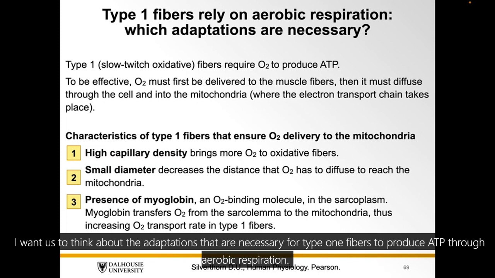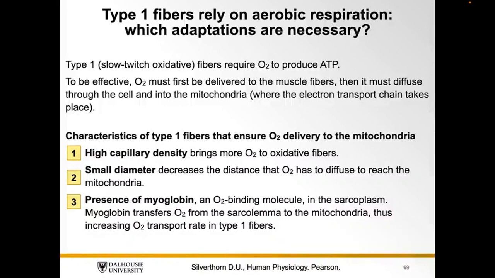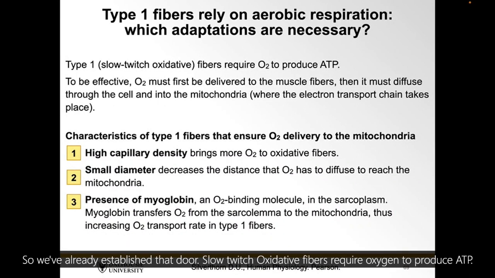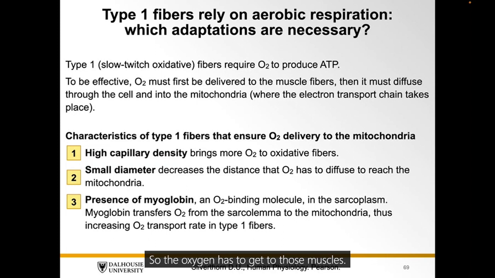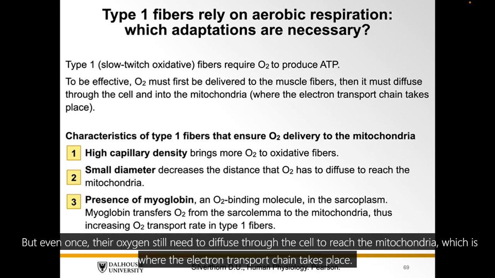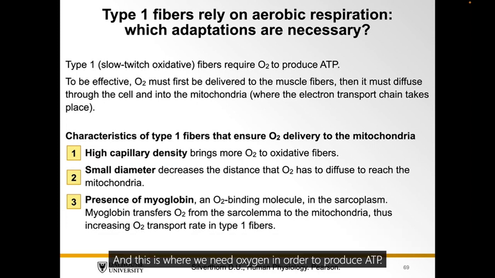Before we move on to the next concept here, I want us to think about the adaptations that are necessary for type 1 fibers to produce ATP through aerobic respiration. So we've already established that those slow twitch oxidative fibers require oxygen to produce ATP, which means that there is a need for oxygen to first be delivered to the muscle fibers. So the oxygen has to get to those muscles. But even once it's there, oxygen still needs to diffuse through the cell to reach the mitochondria, which is where the electron transport chain takes place.